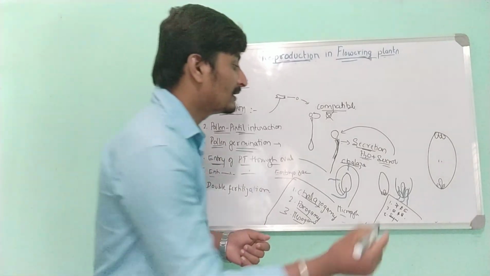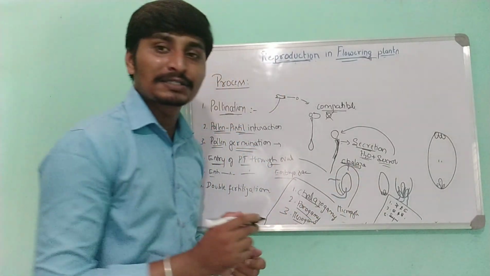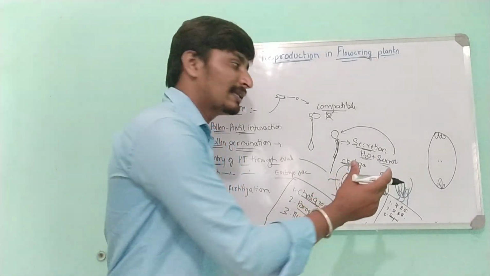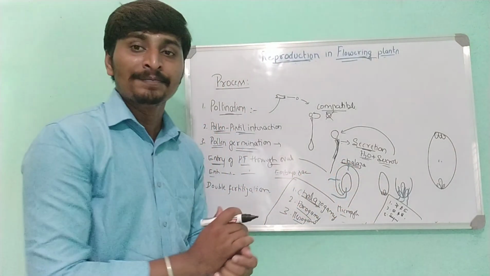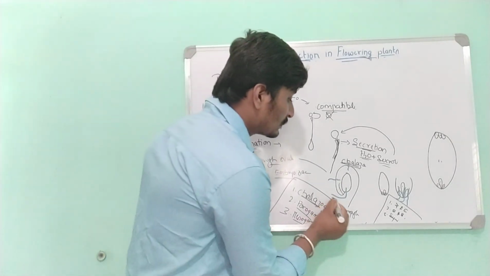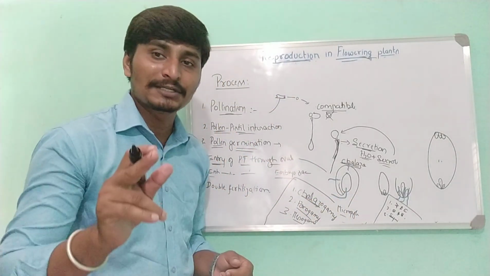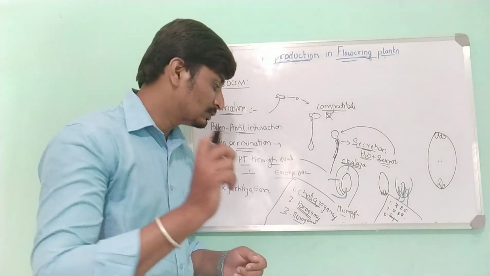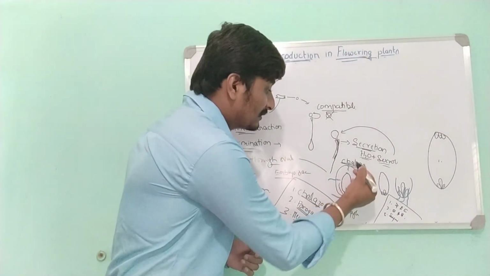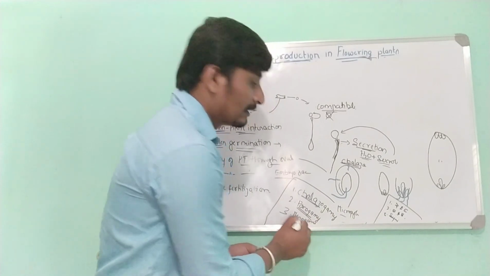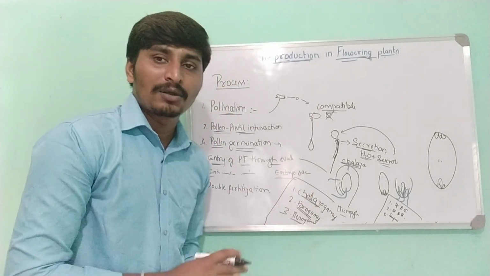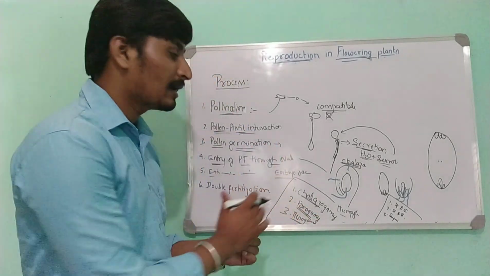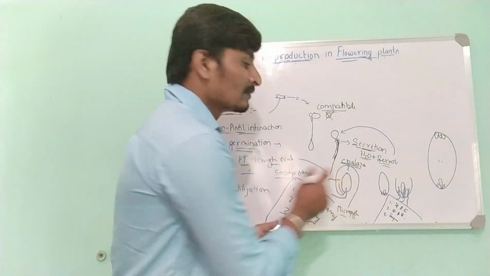If the pollen tube enters through the chalaza, it is known as chalazogamy. If the pollen tube enters through the micropylar region, it is known as porogamy. If it enters in between the chalaza and micropyle, through the integuments, it is known as mesogamy. This is how the pollen tube enters the ovule.